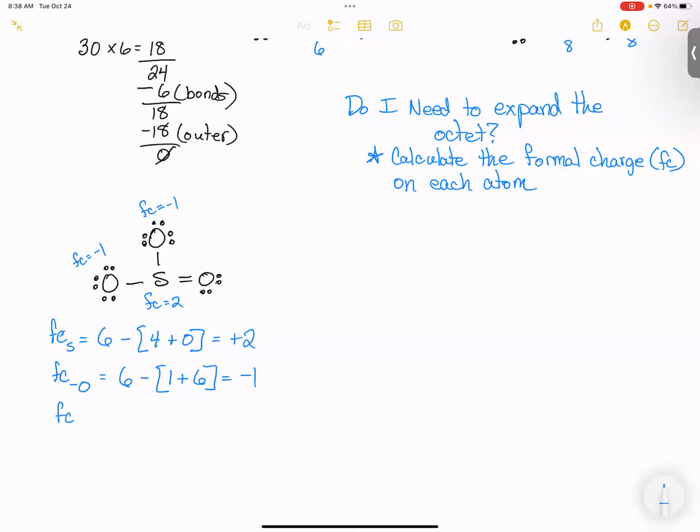We would be remiss if we didn't go ahead and calculate the formal charge for the double bonded oxygen. It has 6 valence electrons. We're going to subtract out 1 for every bond. It has 2 bonds and 1 for every dot. It has 4 dots for a total of 0. So the formal charge on this other one is 0.